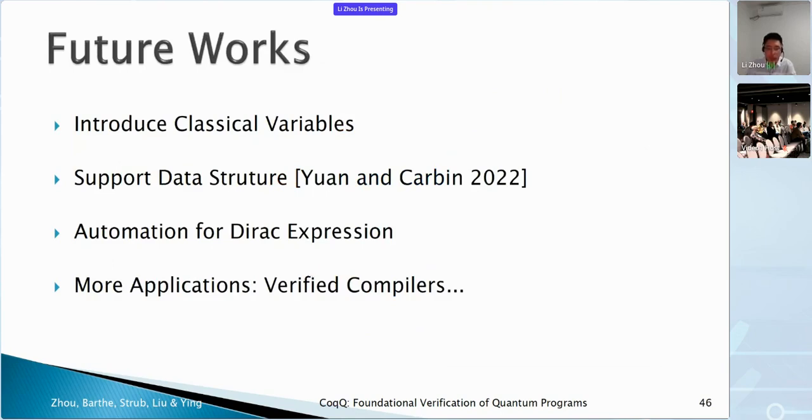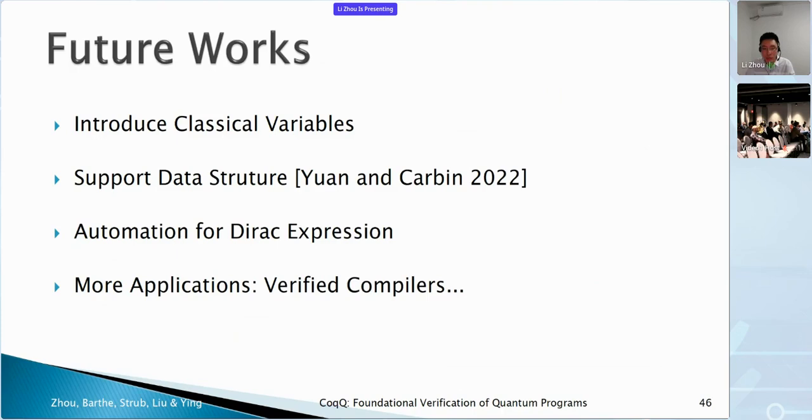There remain many further steps to improve CoqQ's expressiveness and usability. The first step is to introduce classical variables so as to support reasoning about programs that mix quantum and classical computations and avoid meta-programming. Another important step is to support data structures, leveraging a recent proposal by Charles Yuan and Michael Carbin to incorporate data structures in quantum programs. Naturally, it would also be interesting to provide better support for automating recurring mundane tasks.